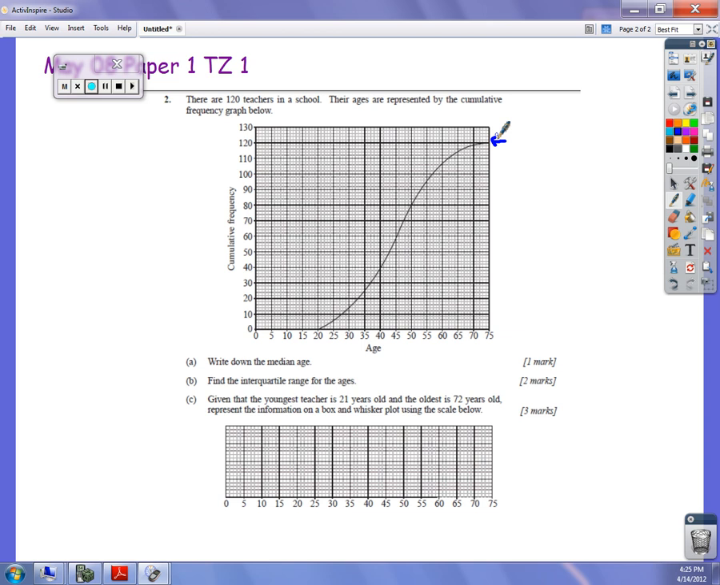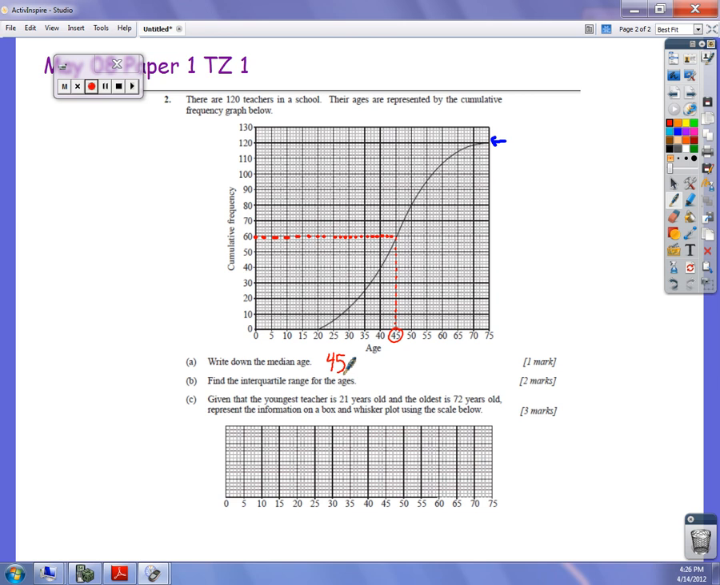The first thing I'm asked to do is write down the median age. Well, if there are 120 teachers, the middle value is going to occur at 60, halfway between 0 and 120. IB wants to see you draw exactly on the graph how you're finding that value. So you just go over from the 60th teacher and you find that the median age is 45. And I'm just going to write that down. The median age is 45.